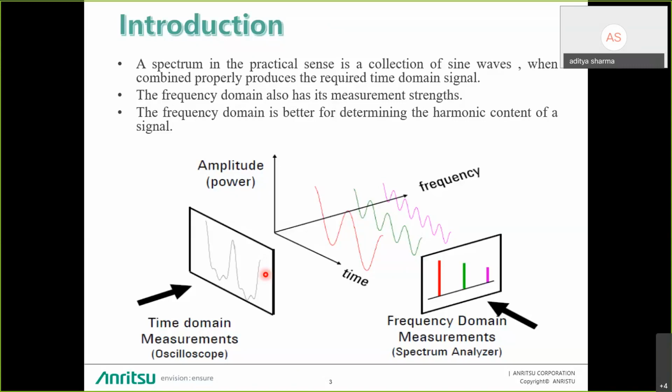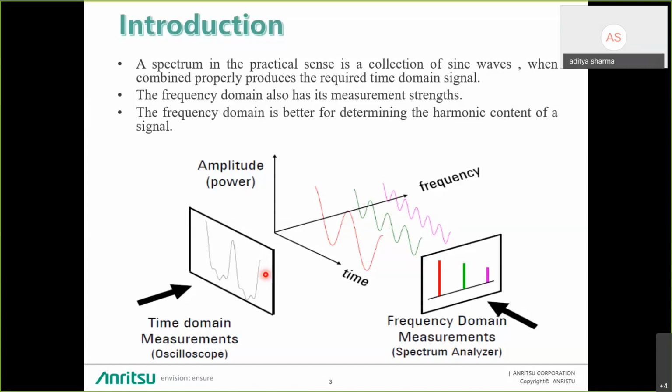If a signal is a collection of sine waves, when it is combined properly together, it will show you the required time domain signal, which you see on the oscilloscope. For example, a sawtooth waveform which you see is a combination of sine wave signals. Similarly, a square wave is a combination of a fundamental plus odd harmonics. So you are not able to see all the frequency components which are available in the signal.